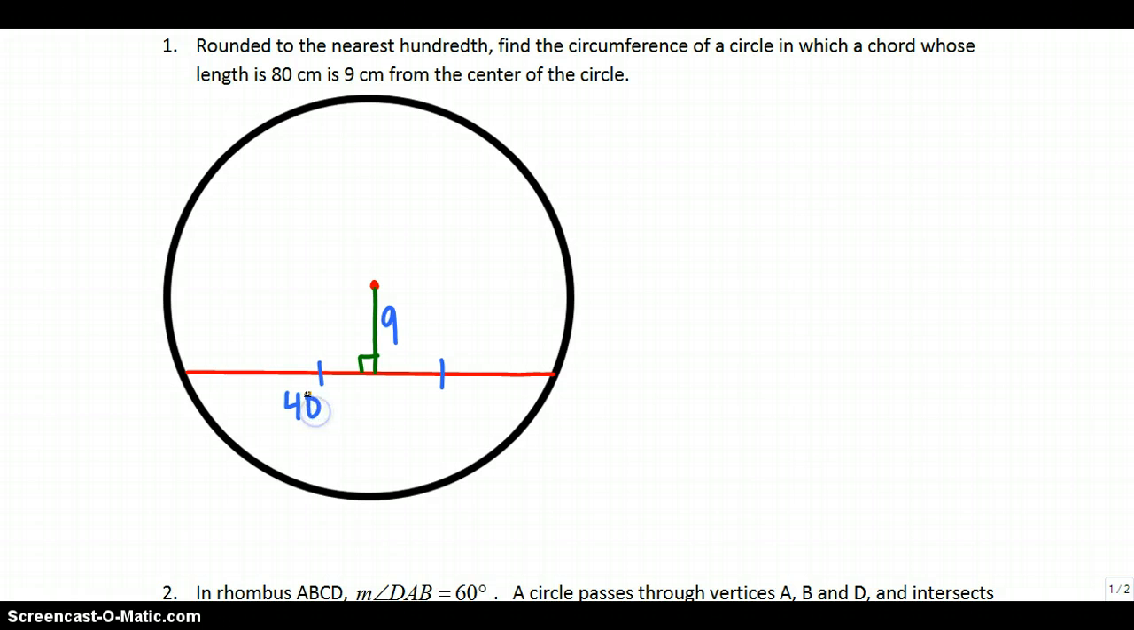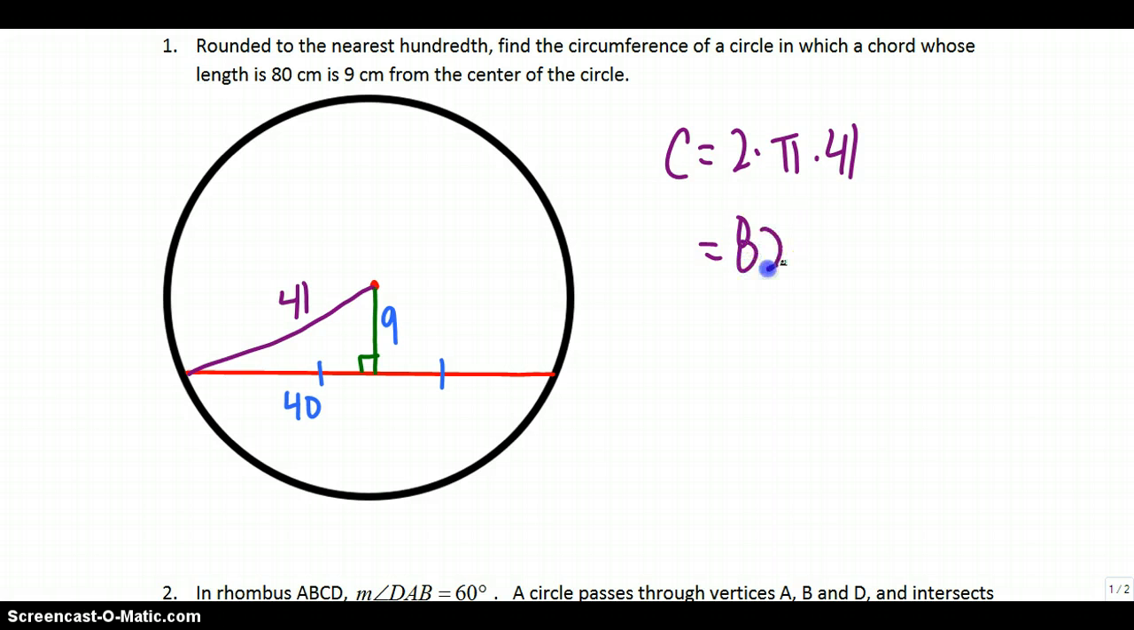So each of these lengths is going to be 40. If we draw on this segment, it's going to be a radius. And since it's a right triangle, we'd use the Pythagorean theorem. That length is 41. It is a Pythagorean triple. The circumference is 2 times pi times the radius of 41, so we have an exact circumference of 82 pi, and that is approximately 257.61 centimeters.